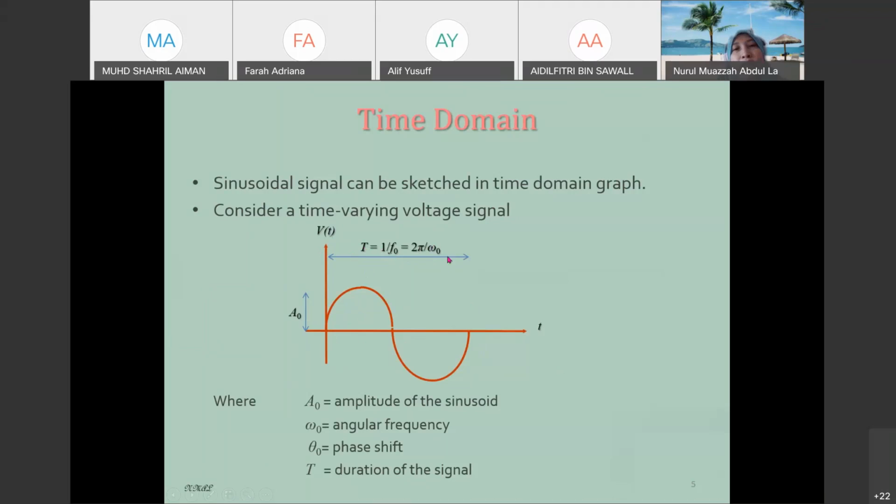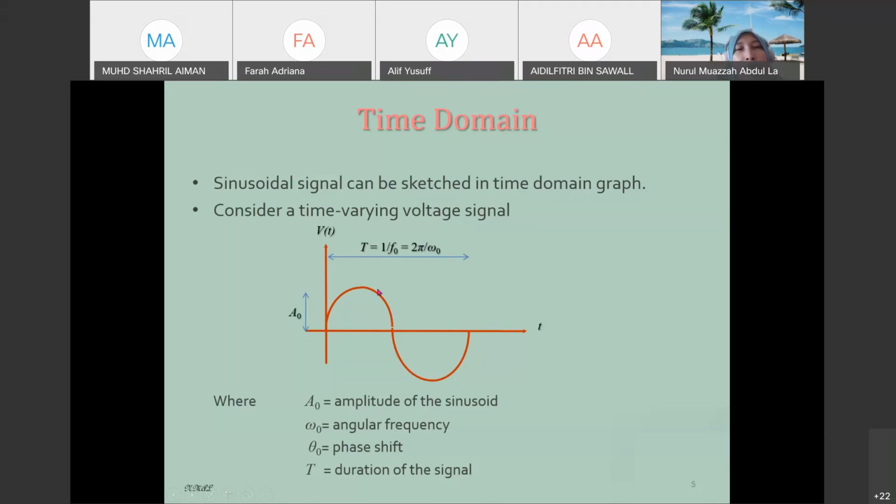So how to get this? Remember that omega naught is 2 pi F. So you rearrange back the equation, you will get this. And A naught here is the V peak here. A naught means the V peak here, which is the amplitude of the sinusoid.